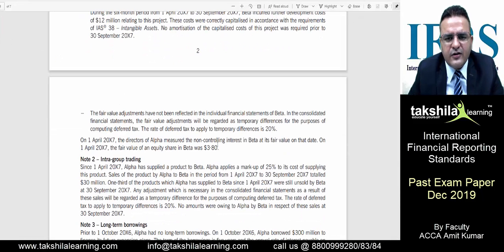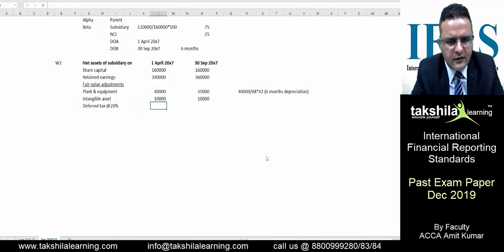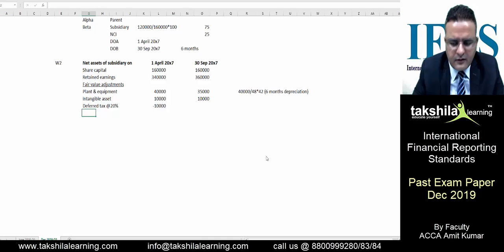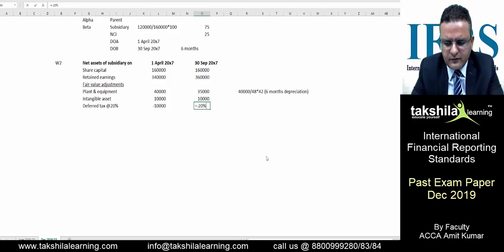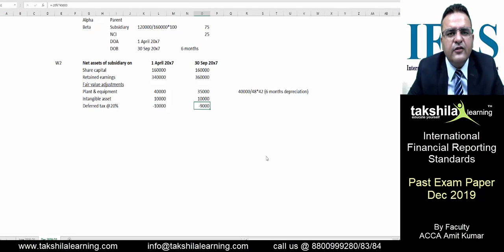The fair value adjustments have not been reflected in the individual financial statements of Beta. In the consolidated financial statements, the fair value adjustments will be regarded as temporary differences for the purpose of tax, and the rate of deferred tax is 20%. Deferred tax at the rate of 20% will be equal to minus 20% of 50,000. Minus 20% of 45,000. 9,000 is the deferred tax liability balance on the date of balance sheet.